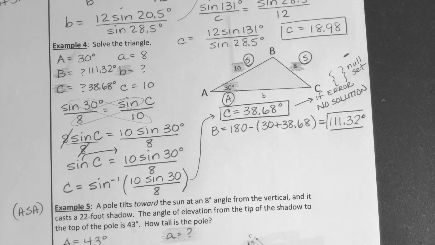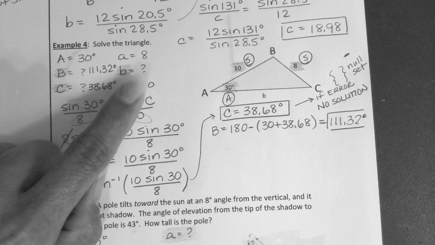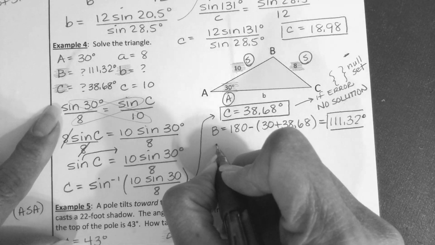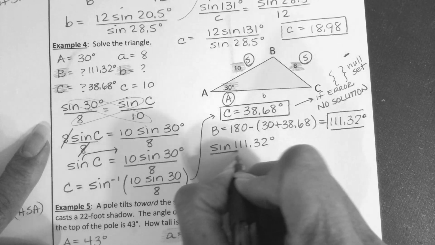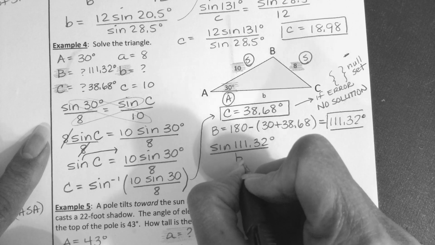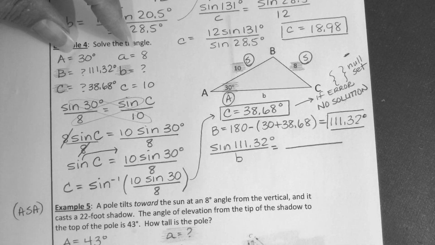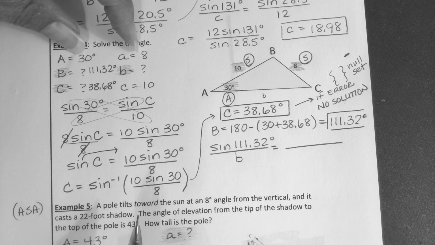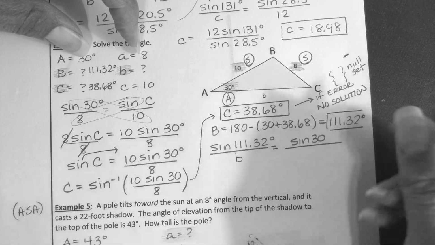Now that I have almost all of them, I'm able to find lowercase b. So if I'm looking for lowercase b, I've got to use the fraction that has the b values in it. So sine of 111.32 degrees over lowercase b, which is what I'm looking for, equals, so am I going to use the A combination or am I going to use the C combination? I always suggest that you use the combination that is given to you. So since this was given to me in the original problem, that's the one I'm going to use. So sine of 30 over 8.